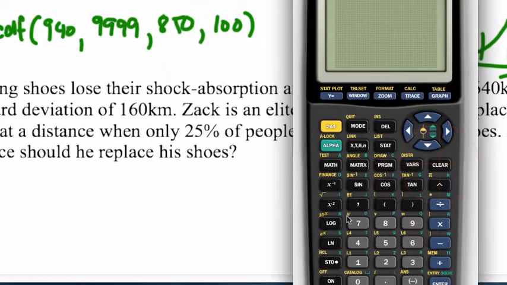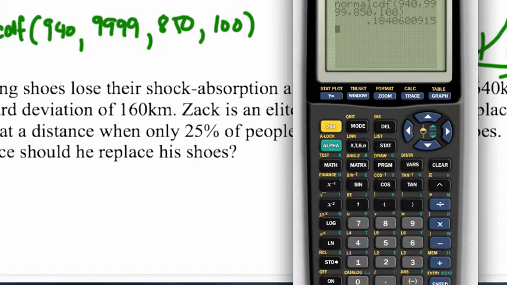So I'll clear this. I do second vars number 2, put 940, comma, 9999, comma, 850, comma, and 100.